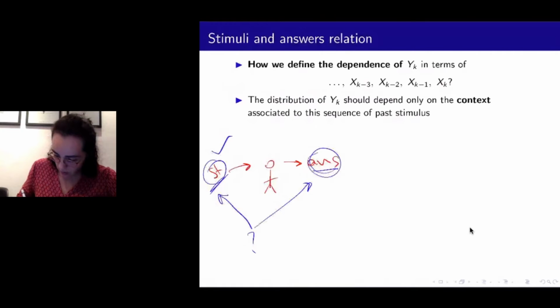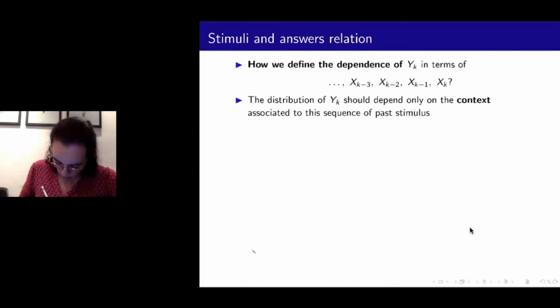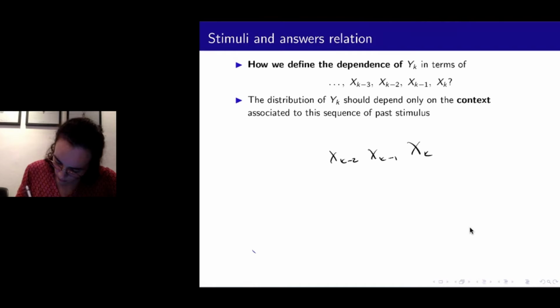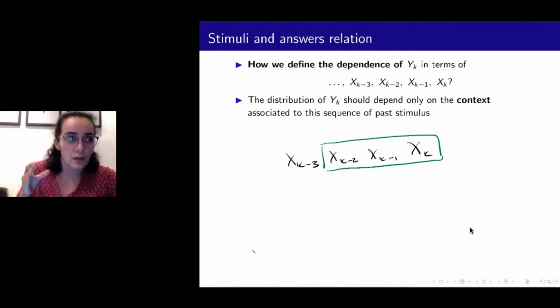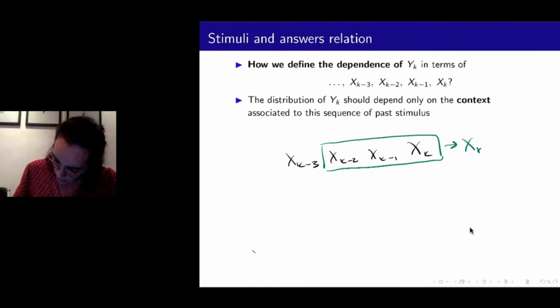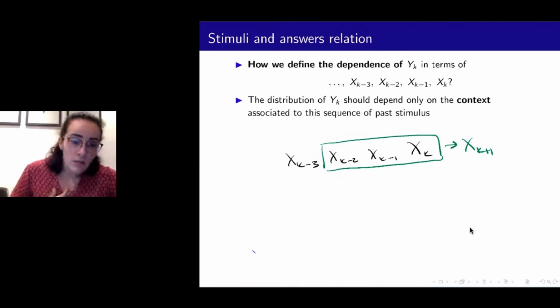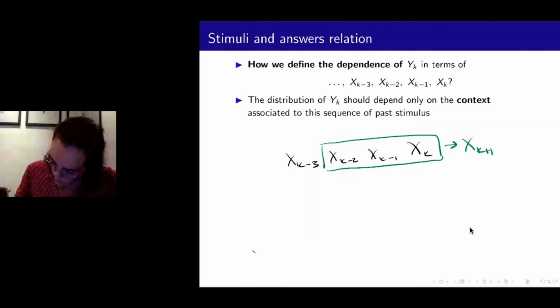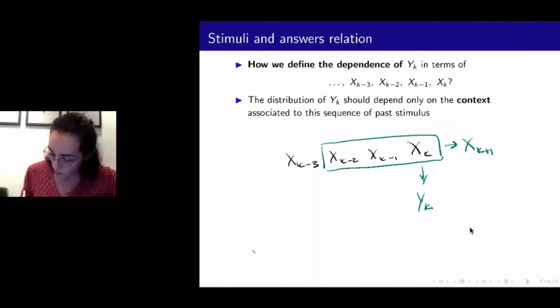Let me erase this quickly. What we are assuming is the following. Suppose we have xk, xk minus 1, xk minus 2, xk minus 3. And suppose also that up to time k, our context is this guy here. So this green part is the relevant part of the past that we need in order to generate the next step in this chain, xk plus 1, okay? The assumption, the way we are defining our model, is that this green part is also responsible for generating the k answer. So the law of this k answer will depend only on this green part.